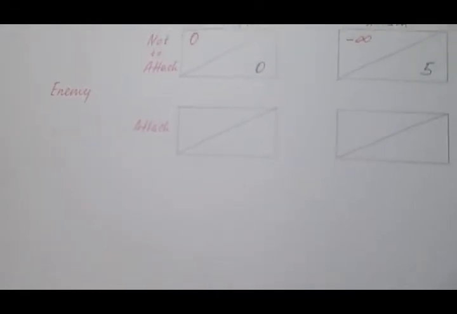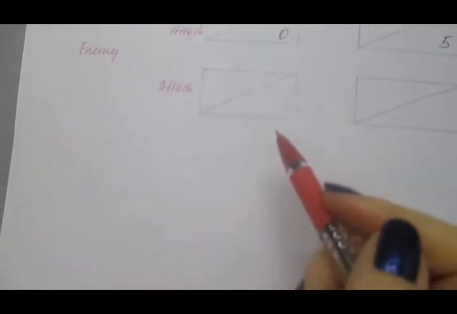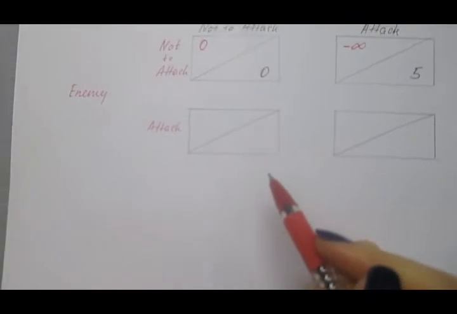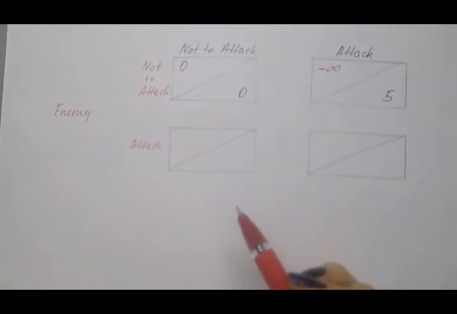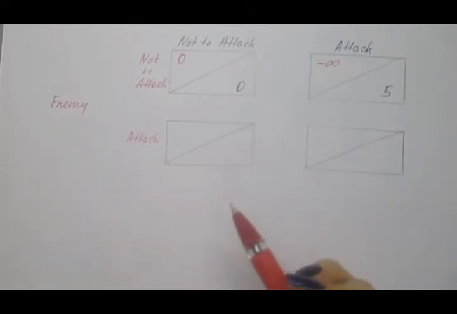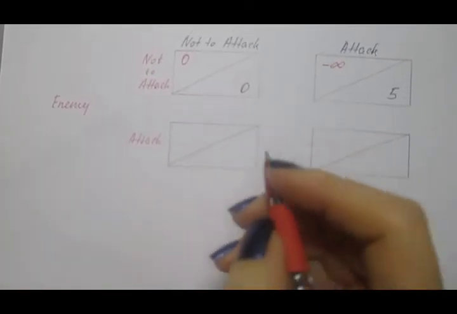Third box is when enemy attacks and Bond doesn't. Just like in the previous case, the enemy will be able to kill Bond. Therefore, the enemy achieves what he wanted and gets 5, and Bond will get -infinity since he dies.